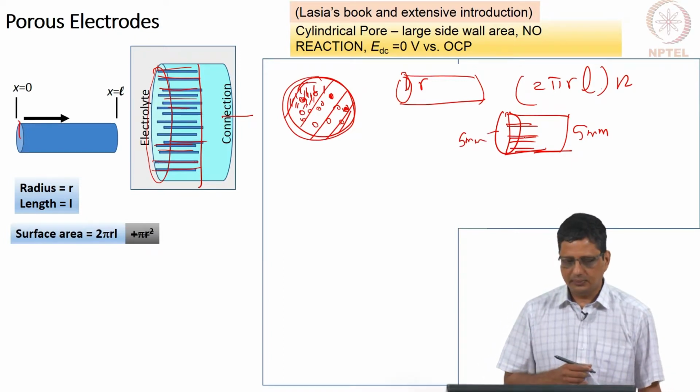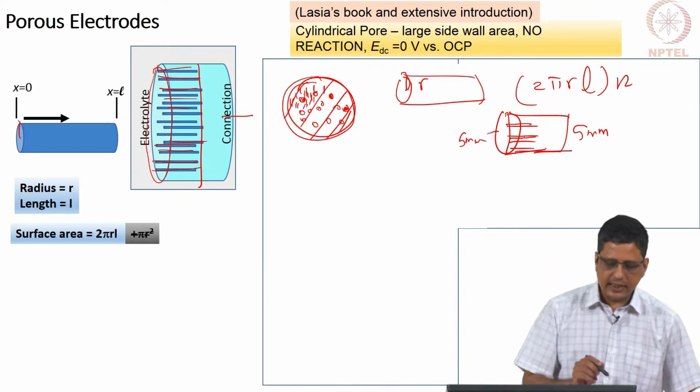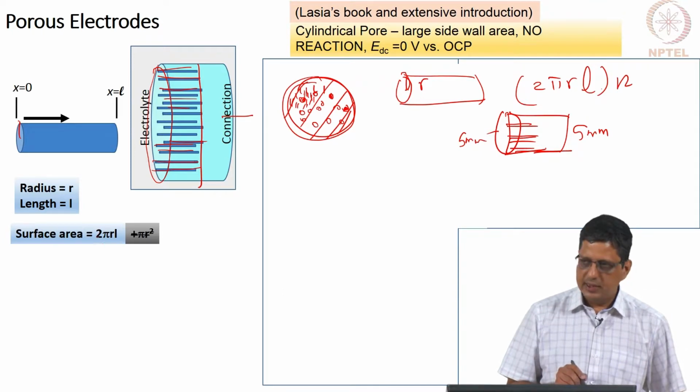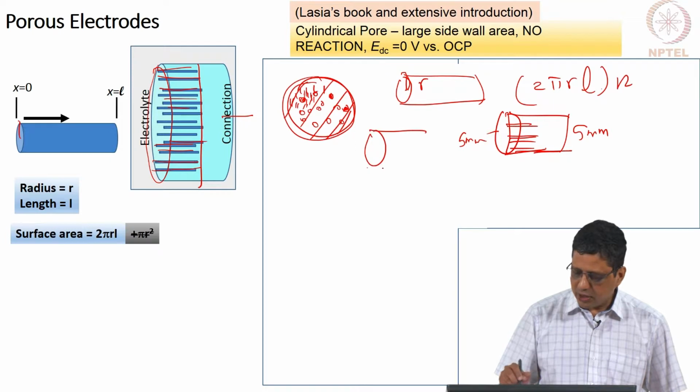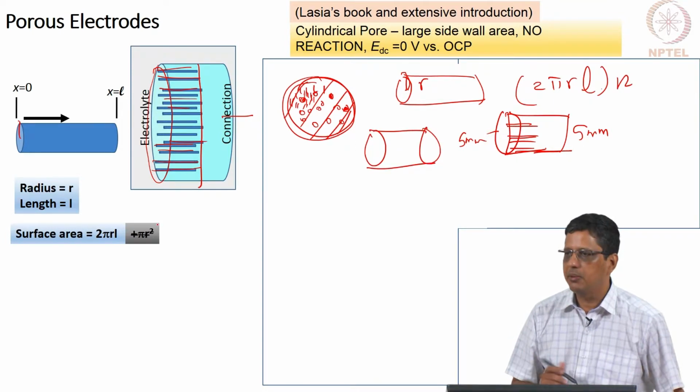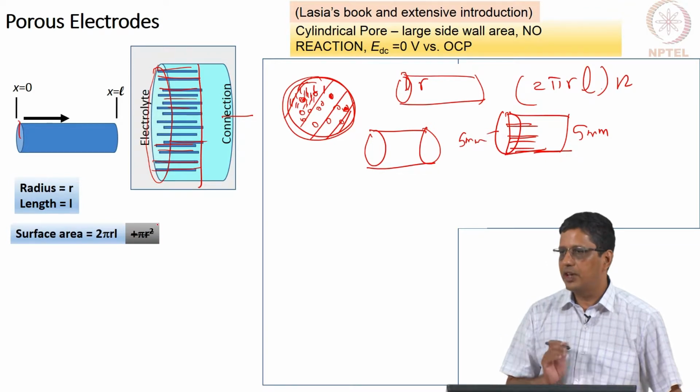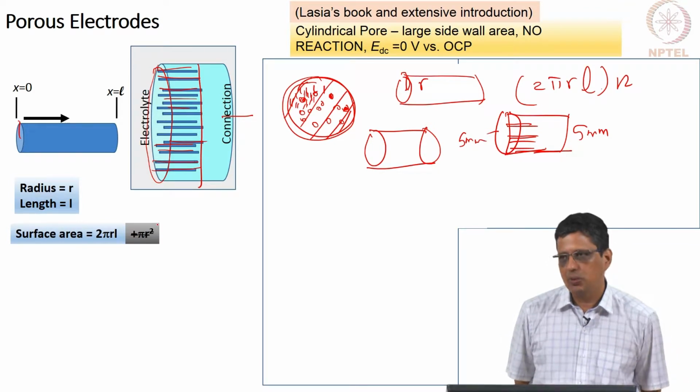So, we are going to say the surface area of a single pore is 2 pi r L, and if we take this as a pore, we should say 2 pi r L plus pi r square, because the bottom area also is part of the pore, but we are neglecting that. That is why I have crossed it out.